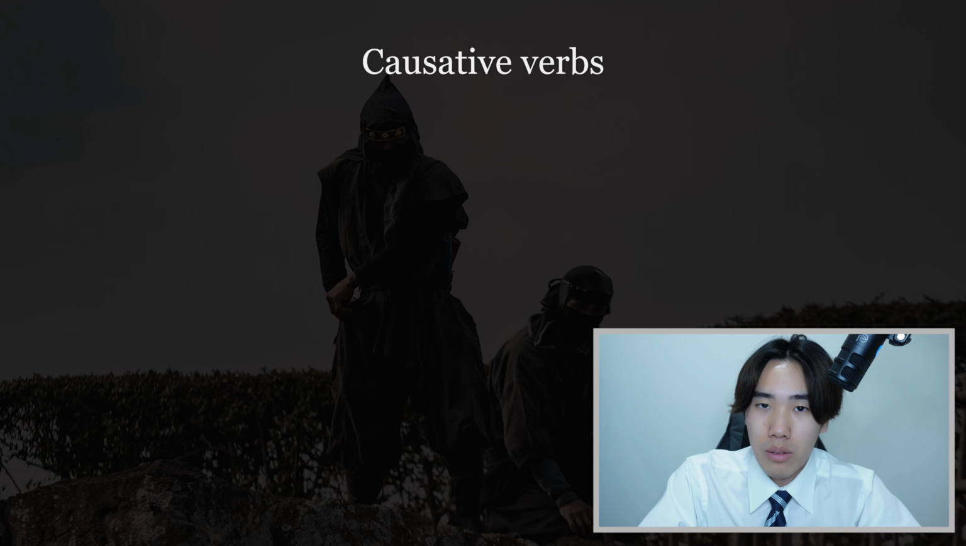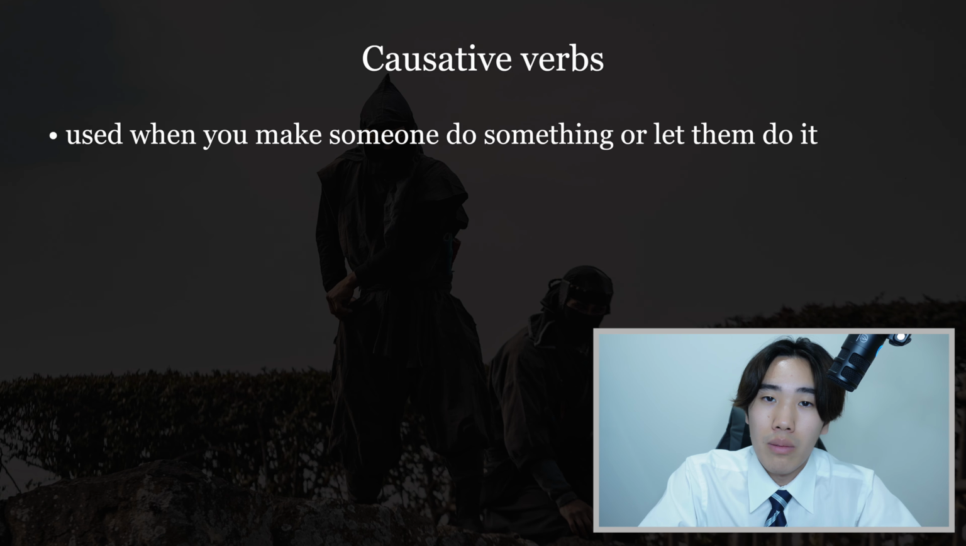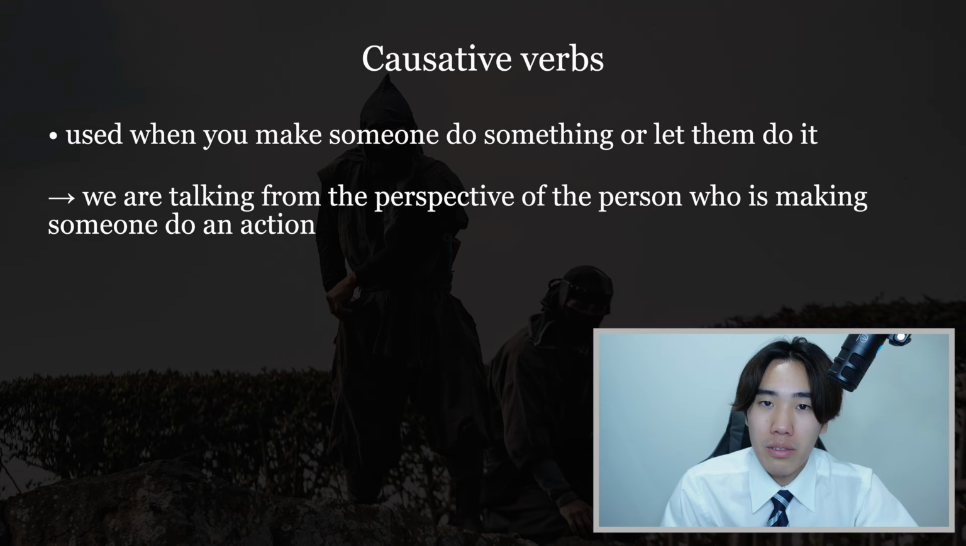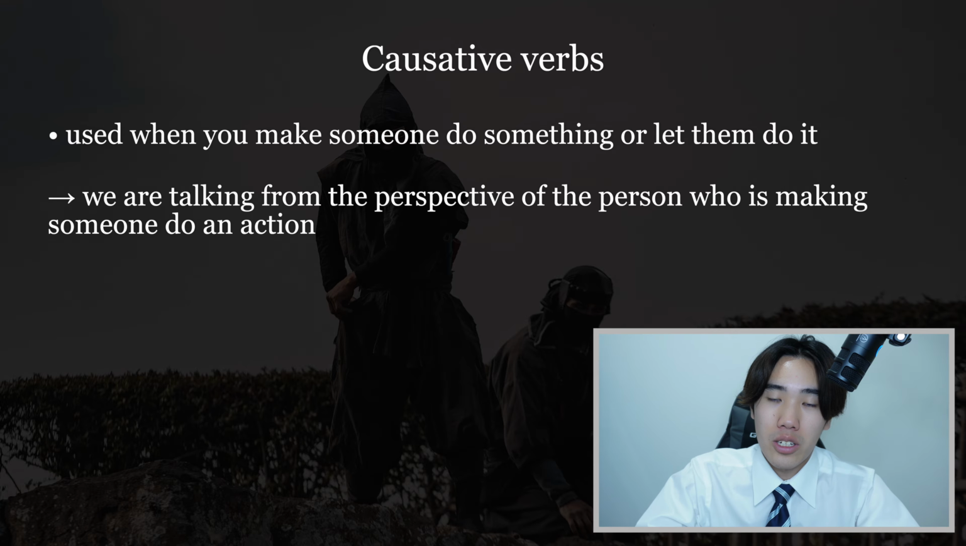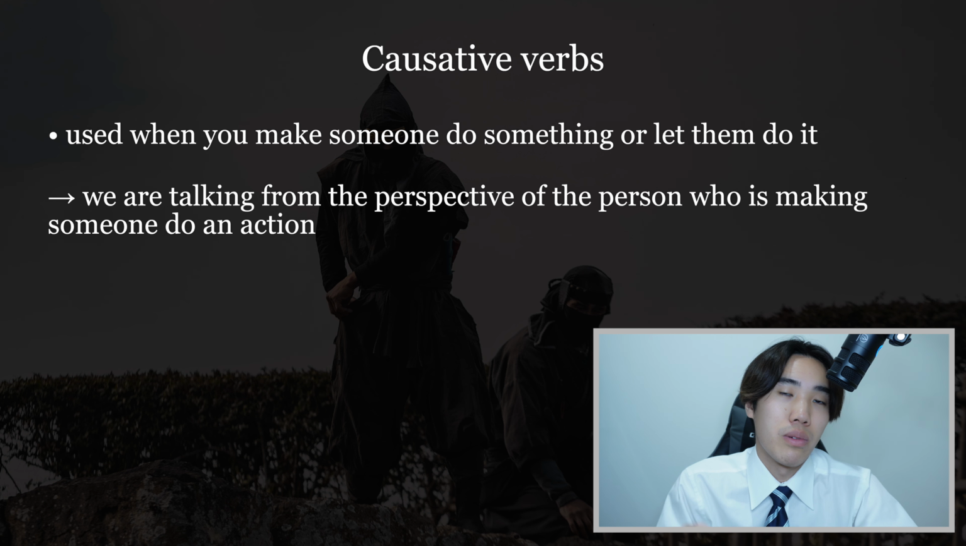So to get started, let me explain to you what a causative verb is. A causative verb in the Japanese language is when you are making someone do an action, or you are letting someone do an action. The important concept to understand here is the fact that we are talking from the perspective of making someone do an action. So basically the subject in this case is the person who is making someone do a specific action.